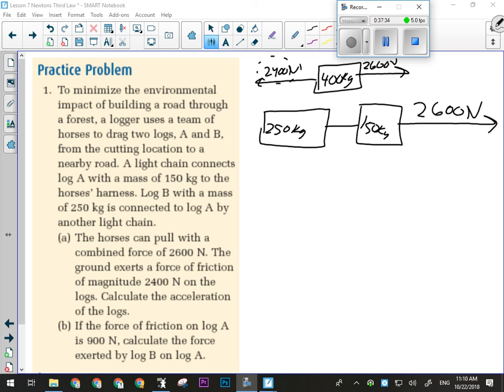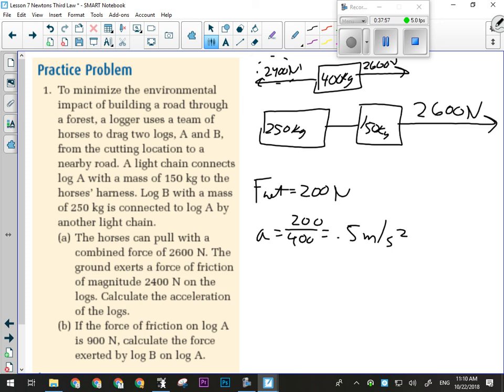We're going to need that because we're going to have to isolate different parts of the system, so we'll need to know their accelerations a little bit later. To find the acceleration of the system, just calculate the net force. So 2,600 minus 2,400 means we have a net force of 200 newtons. That net force is acting on 400 kilograms worth of mass, meaning we have an acceleration of 0.5 meters per second squared forward.